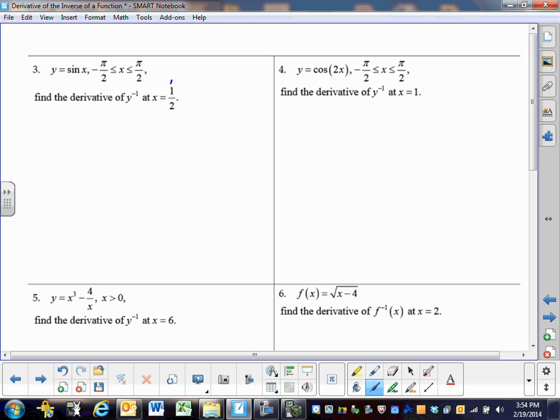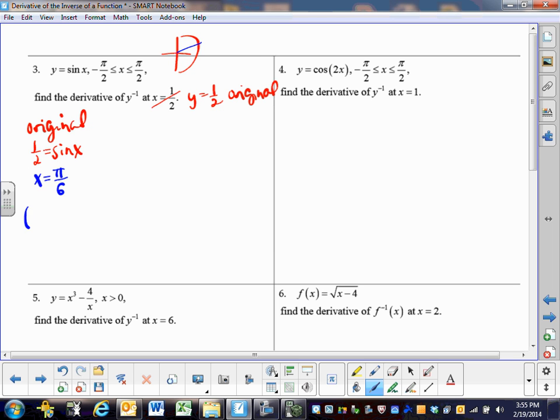So again, giving you the original point. If the original point is (1, 4), then the inverse point is (4, 1). The original derivative is 10x to the 4th plus 3x squared. The original derivative at 1 is going to be 13 because it'll be 10 plus 3. So the inverse derivative, f inverse derivative at 4, is 1 over 13.